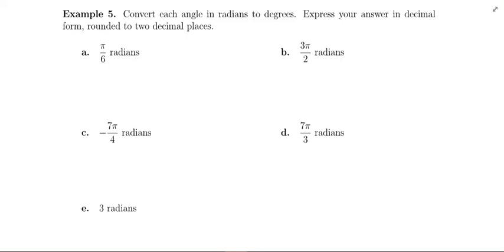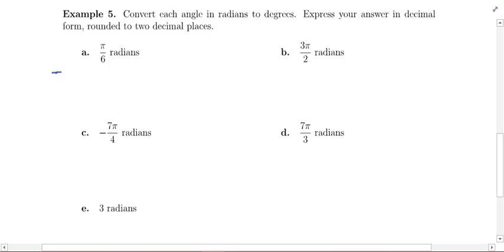In example 5, we're going to do the flip. We're going to convert each angle in radians to degrees, and we're going to express the answer in decimal form rounded to 2 decimal places. Okay, so in part A, the angle is pi over 6 radians. We are going to convert this over to a degree measure.